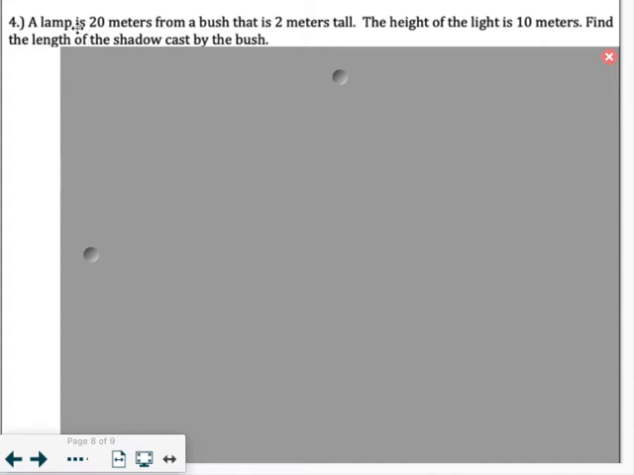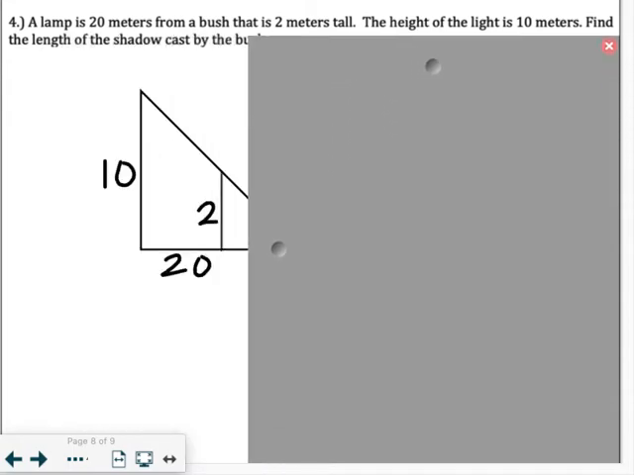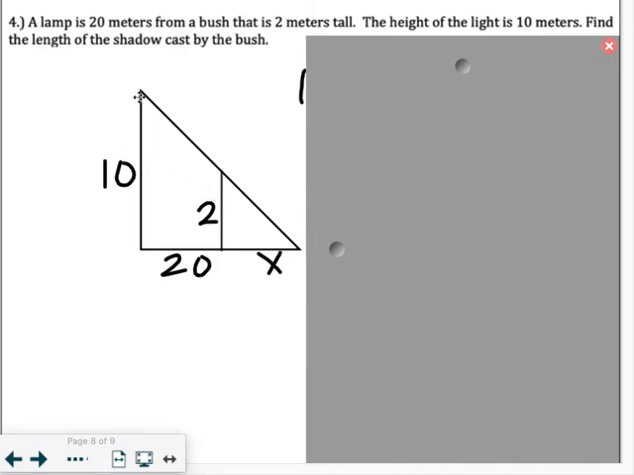So right here it's saying that this lamp is a certain distance from the bush. This is a lot like our shadow unit problem, where this is going to be an overlapping situation to start with. Okay, so we have this lamp that's going to be 10 meters tall. It's going to be 20 meters from a bush. The bush is going to create a shadow of a certain length. So our object here, and we want to know what its shadow length is.